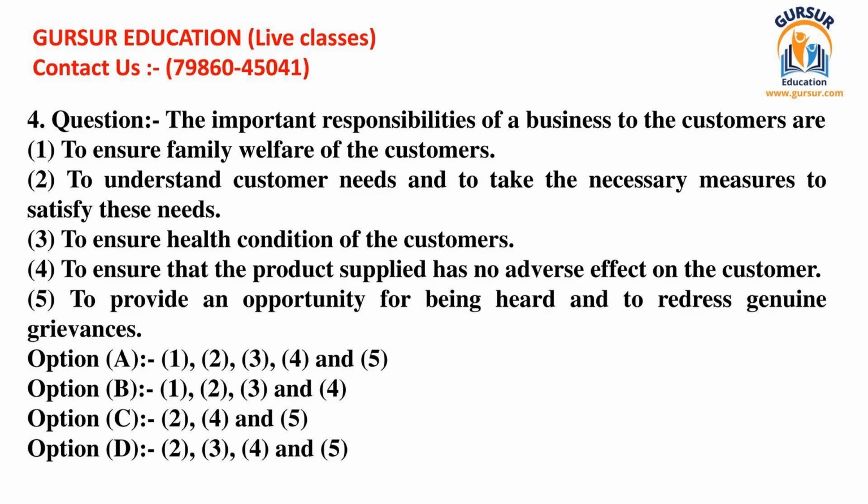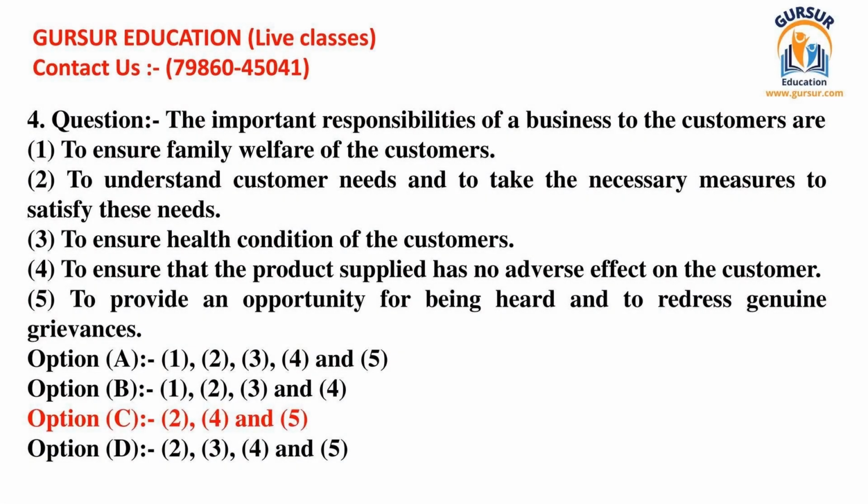The option A is 1, 2, 3, 4, and 5. The option B is 1, 2, 3, and 4. The option C is 2, 4, and 5. The option D is 2, 3, 4, and 5. The right answer of the question is option C, and that is 2, 4, and 5.